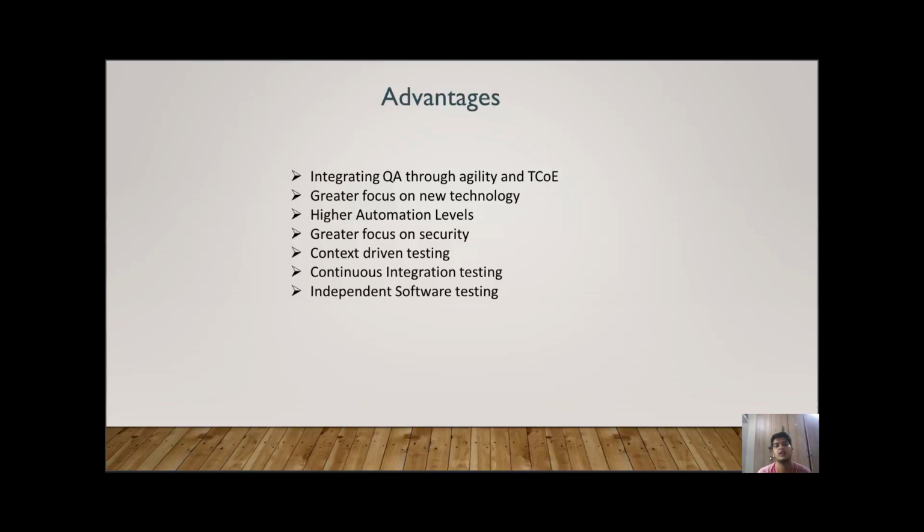Higher automation levels. Automation is required everywhere. Everyone wants everything to be automated, so they have nothing to do personally. Then, focus on security. Our social websites are also there, our personal things are also there, so security is also required. Context driven testing, continuous integration testing, and independent software testing.